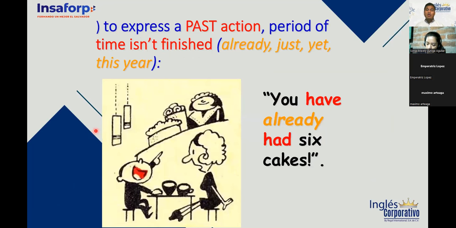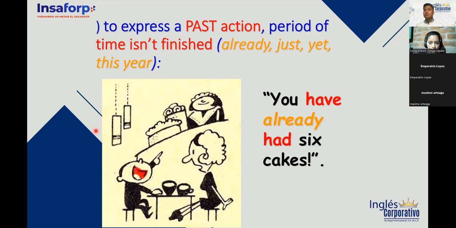And here we have also to express past action, a period of time that isn't finished. There it is when we are going to use the time expressions that I just mentioned some moments ago. So you have one example there. You have already had six cakes. When I use already there, it's like if I'm saying ya. Ya tuviste seis pasteles, little cakes or cakes.